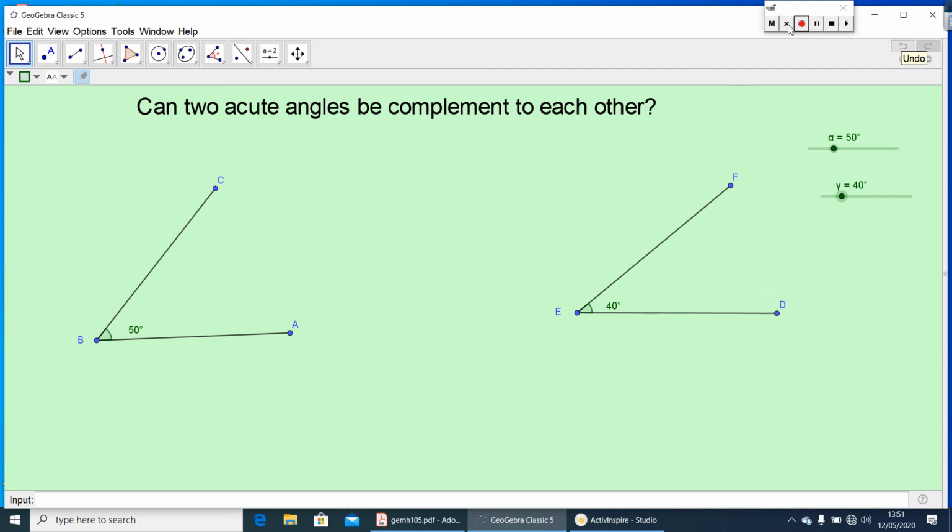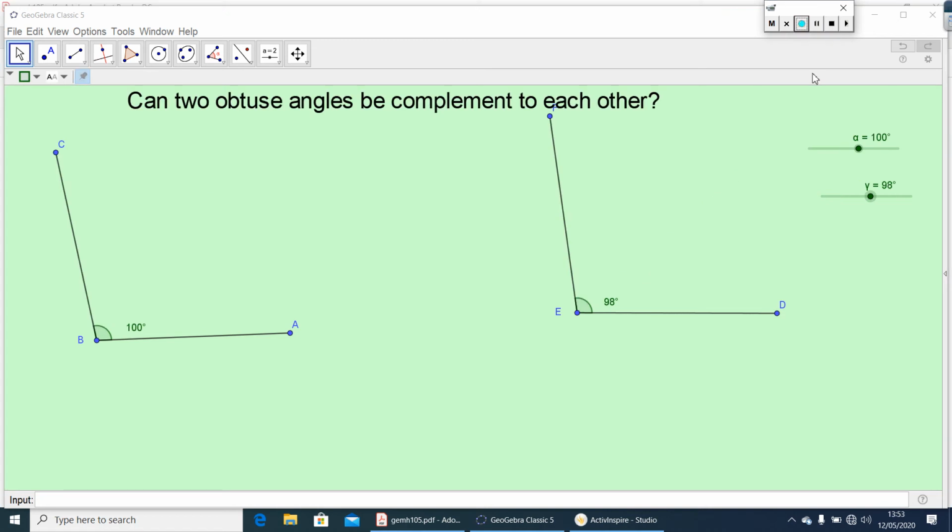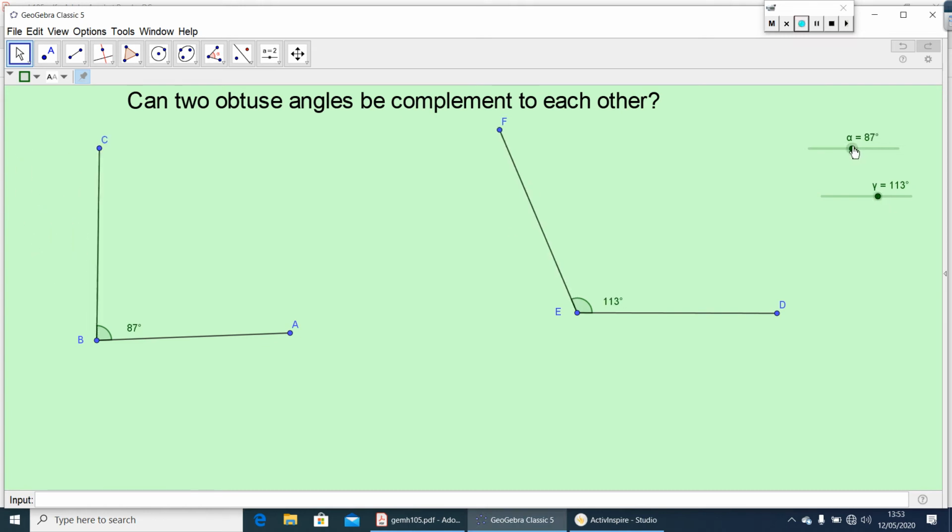Now what about obtuse angles? Can two obtuse angles be complement to each other? Here are two obtuse angles. In any case, it cannot be complement, because the sum of these two angles is always greater than 90 degree. So it cannot be.